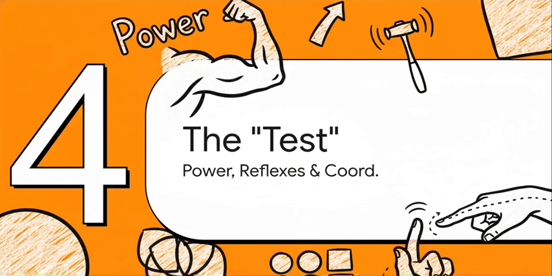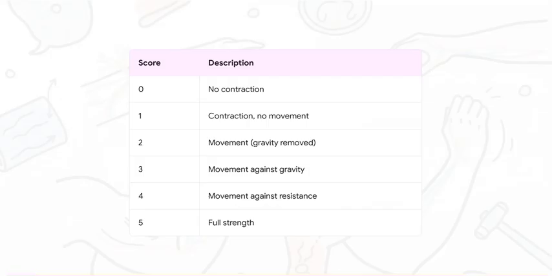All right, so we've looked, we've felt, and you guessed it, now it's time to test. This is the active part of the exam, where we're really assessing the patient's function. And we're going to break this down into three main categories: power, reflexes, and coordination. When we talk about power, we use the universal MRC scale. It's pretty simple. It goes from 0 to 5. 0 means you see no muscle contraction at all, and 5 is full strength. They can push back against you with everything they've got.